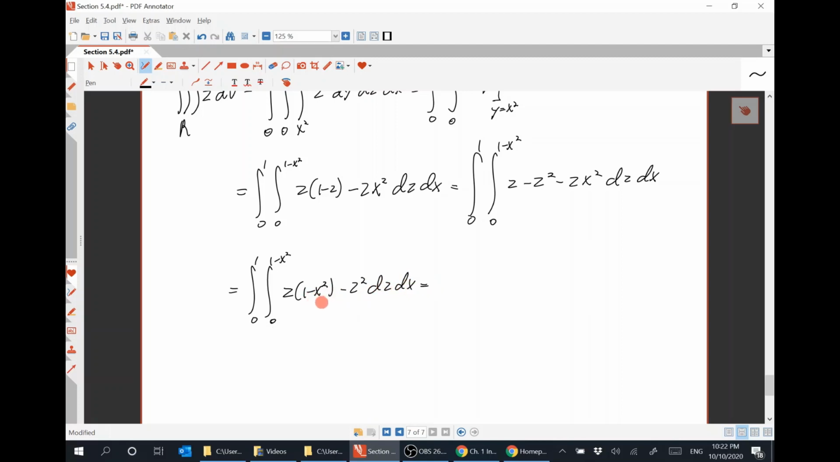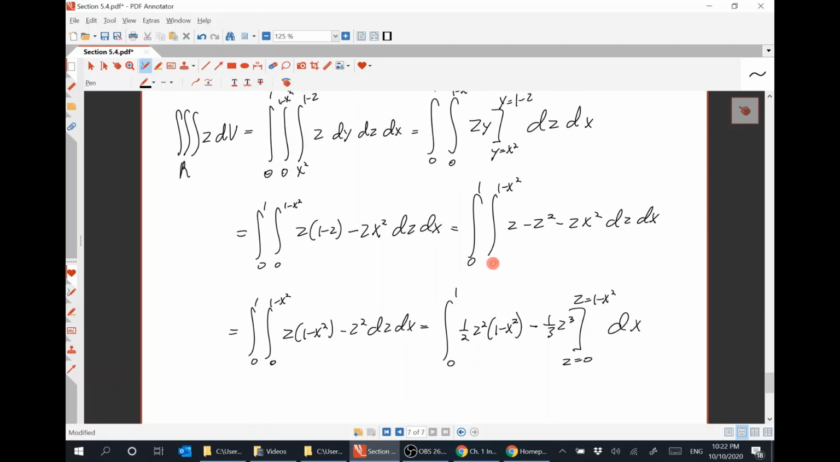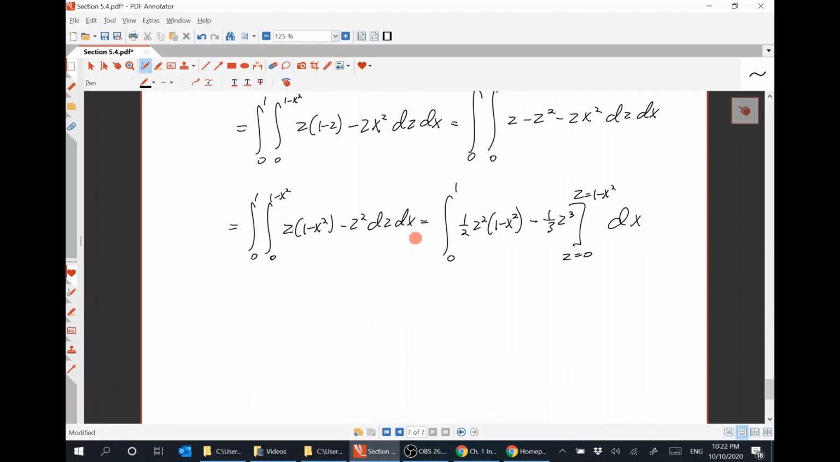And the antiderivative with regard to z, this x expression, of course, is constant. So I've got 1 half z squared times 1 minus x squared, minus 1/3 z to the third, from z equals 0 to z equals 1 minus x squared dx. Right? After the first round, we integrated with regard to y. All the y's went away, and we're just left with x's and z's. Now we're integrating with regard to z, and all the z's are going to go away, and we're just going to be left with x's.